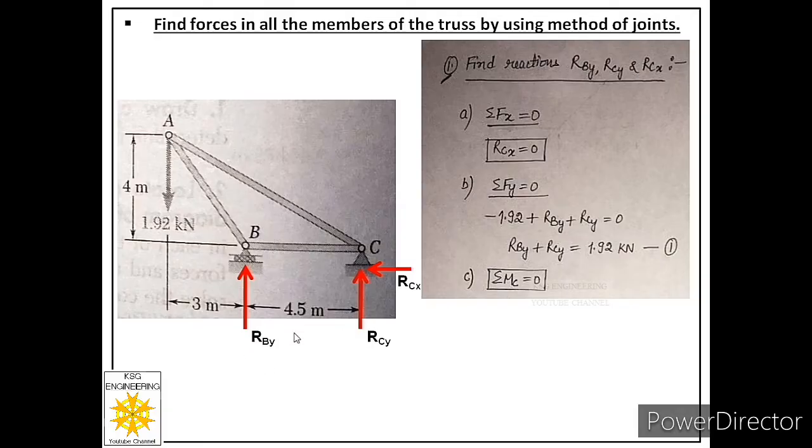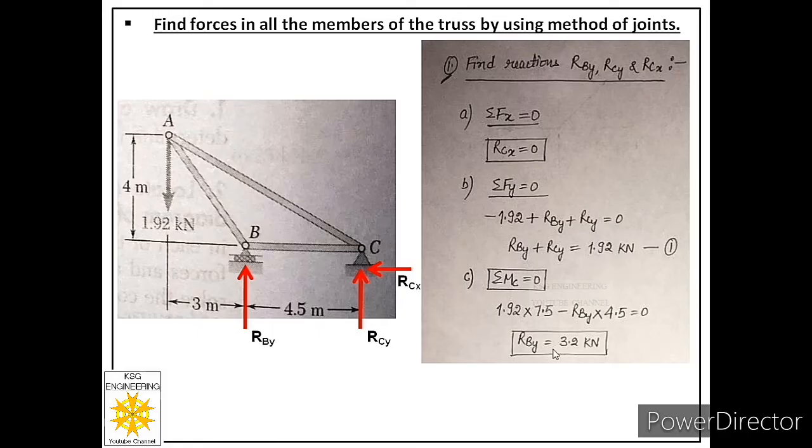Now let us observe the moment because of RBY. Now RBY will generate clockwise moment, so it will be a negative moment. And perpendicular distance between line of action of RBY and moment center is 4.5. It means its moment will be minus RBY into 4.5. So our equation will be positive 1.92 into 7.5 minus RBY into 4.5 equal to 0. So from here we will get value of RBY. Now you can see we got positive value for RBY. So positive sign means that our assumption is correct, so RBY is acting in upward direction.